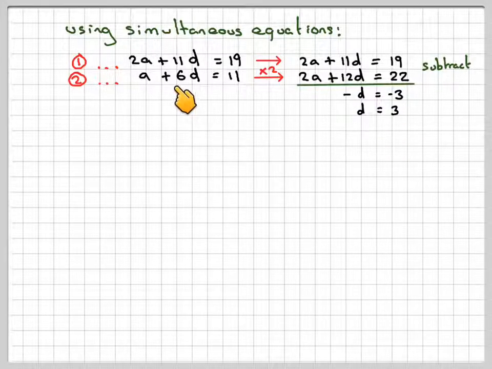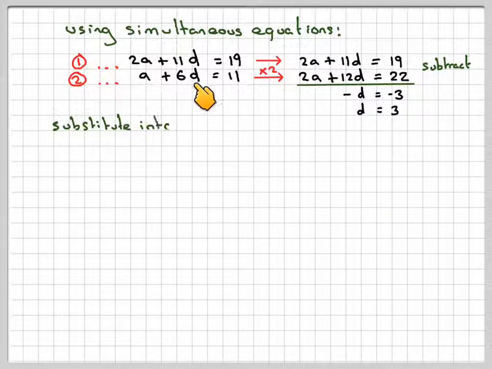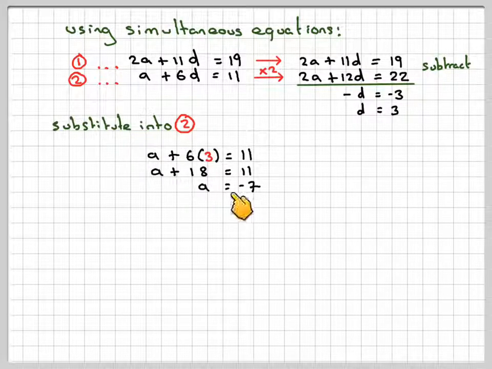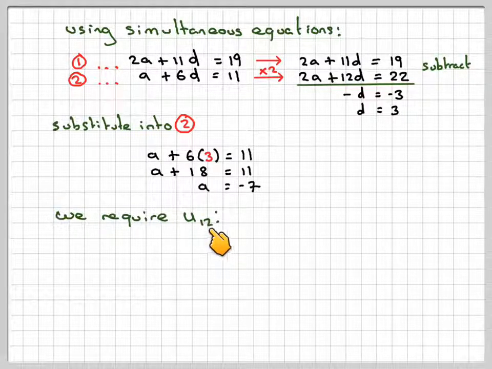Then I'm going to substitute back into either 2 or 1. This time I'm going to use 2 because it looks a bit easier. I'm going to say that a plus 6 times my 3 is equal to 11. A plus 18 is equal to 11, and therefore a is going to be equal to minus 7. So I've got a first term of minus 7 and a common difference of 3. I can now use that to find U12.